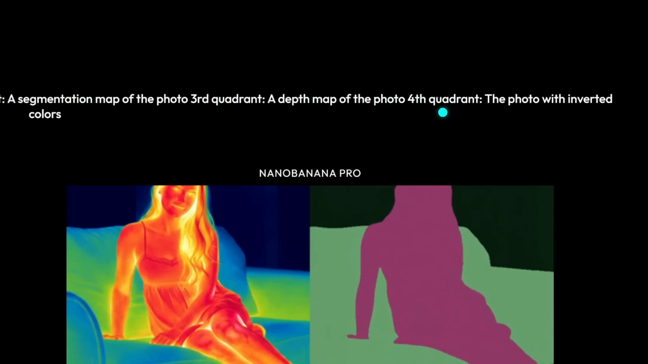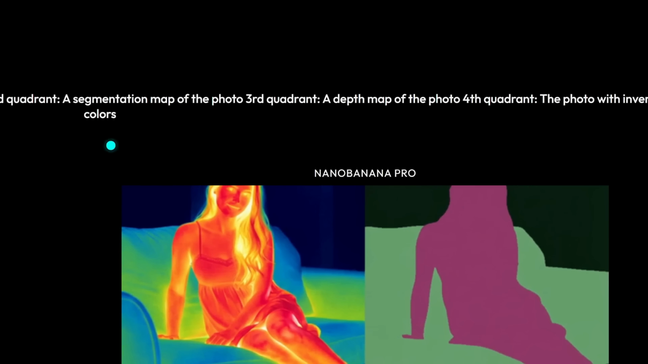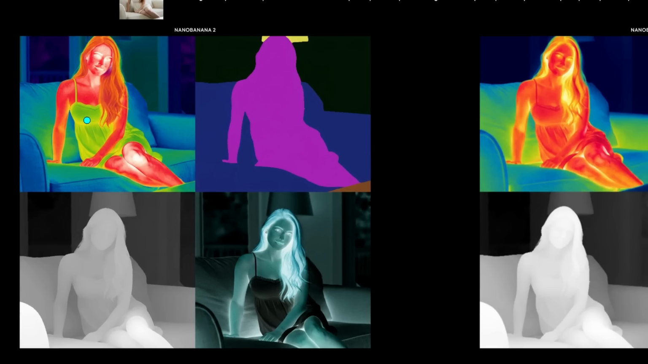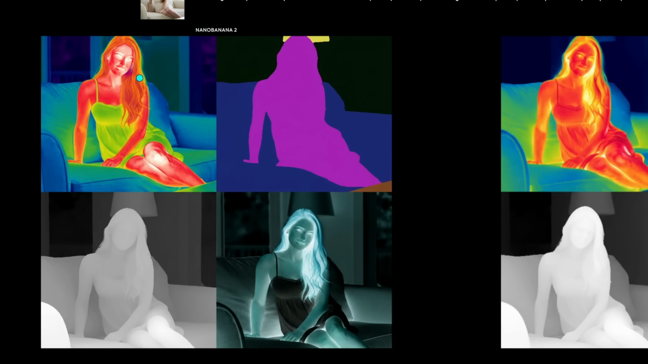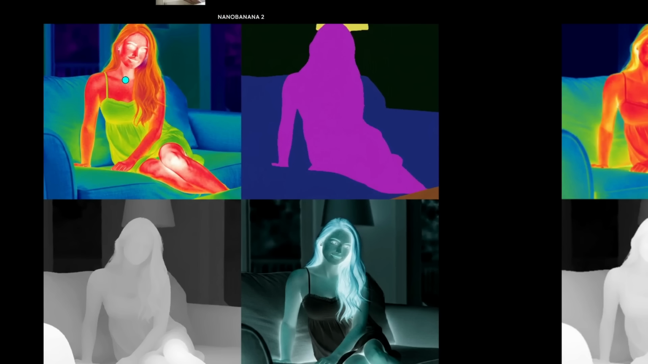And for the fourth quadrant, the photo should have inverted colors. So first of all, here's what I got from Nanobanana 2. For this infrared map, it's actually pretty good. So indeed, her skin should be warmer than, for example, her dress plus this sofa. But she should also be emitting heat, so parts of the sofa where she's touching should be more yellow, which is indeed correct. I'm not sure why it's making her eyes and then her knees here white though.